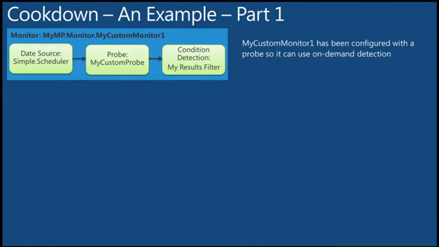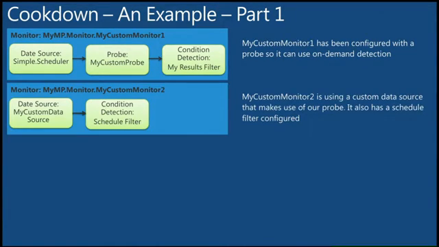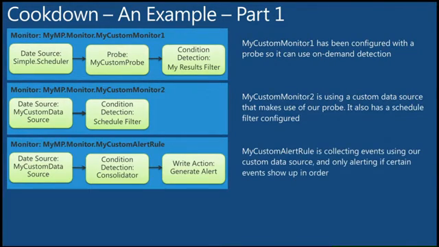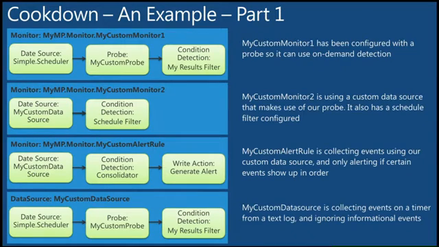An example of cook down, real quick. I have a custom monitor that's made up of a data source, a probe, and a condition detection. I have a second custom monitor that uses a custom data source and a condition detection. And I have a rule that uses that same custom data source, a condition detection, and a write action. And finally, the custom data source is actually made up of that simple scheduler, custom probe results, which are, if you'll notice, exactly the same as in Custom Monitor 1.